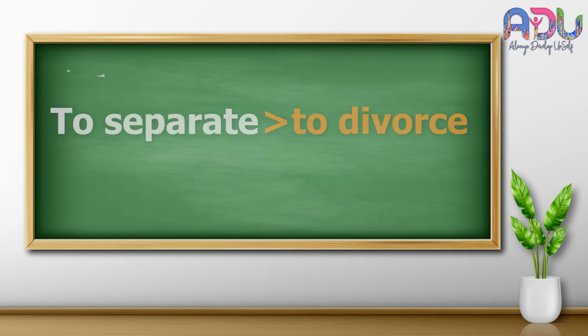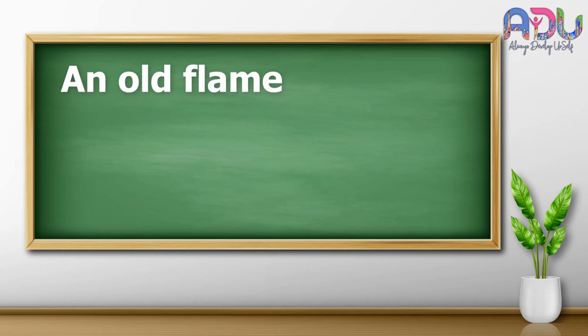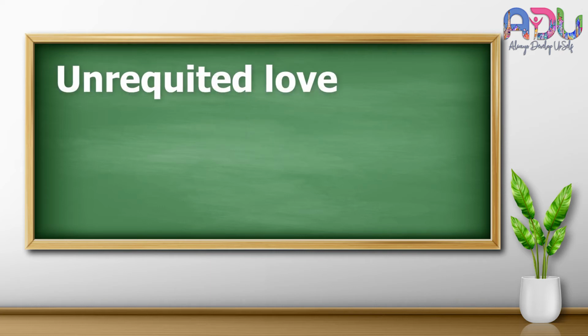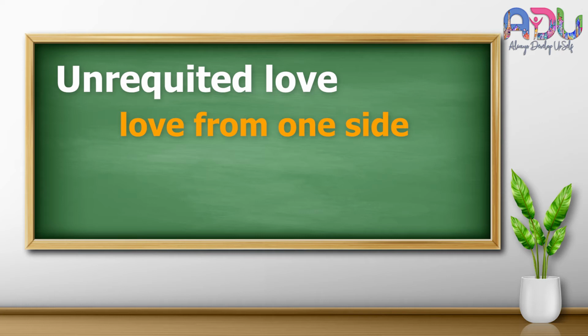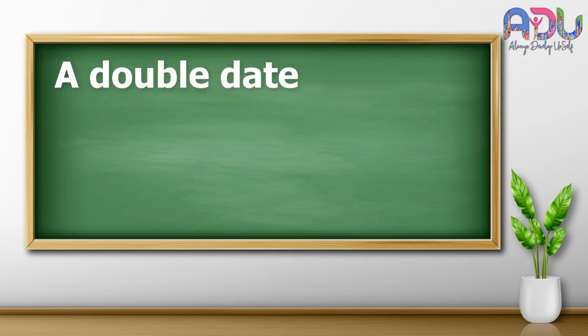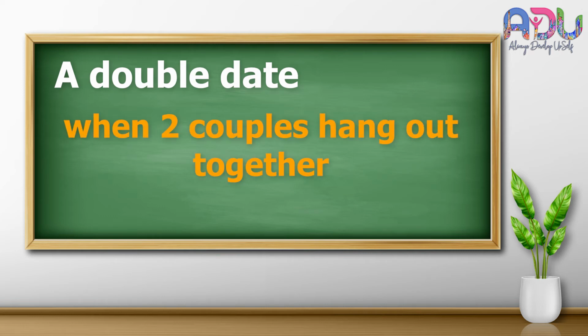29. An old flame. An old flame means an old lover. 30. Unrequited love. It means love from one side. 31. A double date. A double date is when two couples hang out together.